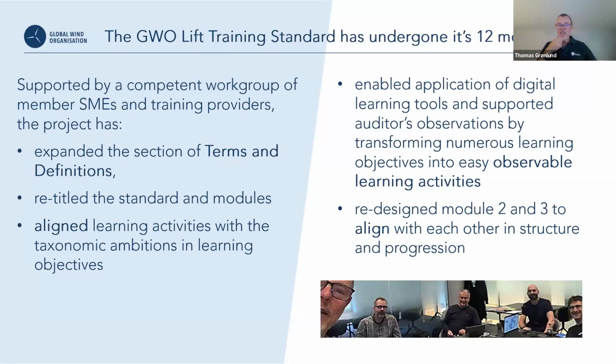And finally, we redesigned module 2 and 3, because 2 and 3 are sort of the same. They are just different. They're the same because now they follow the same structure. Lesson 5 in both of them is about traction hoist or whatever. So there's an alignment between them. But of course, the taxonomic level of the complexity of module 3 is much higher than in module 2. But they follow now the same structure, and we are very happy about that in the work group as well, because it should make it easier for you to use the standard.